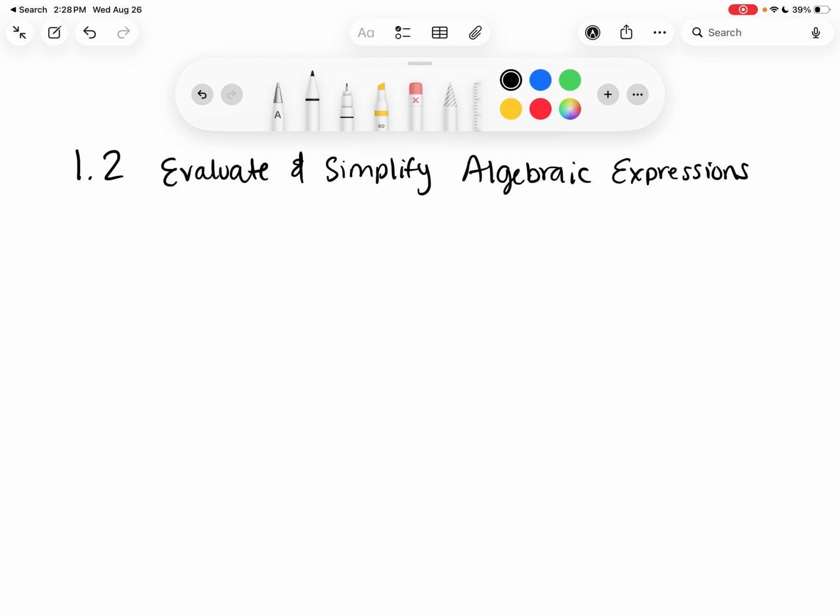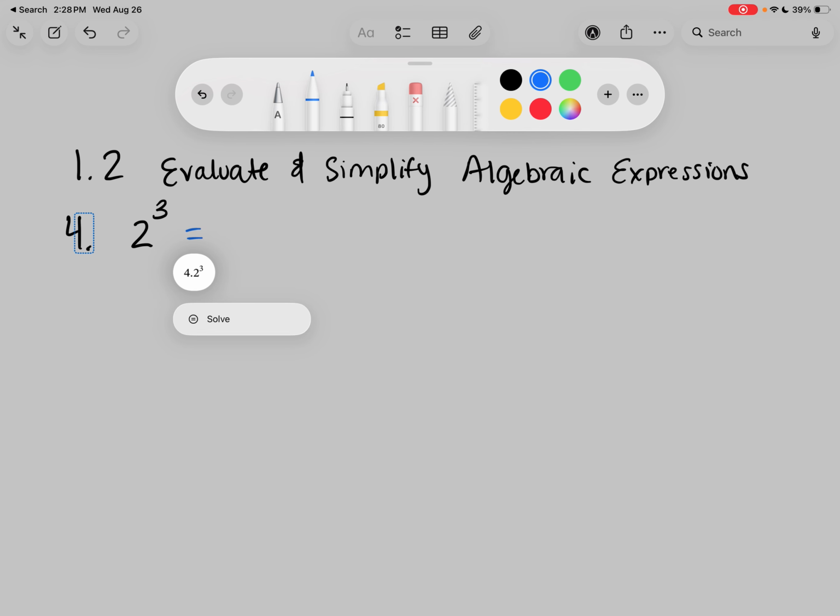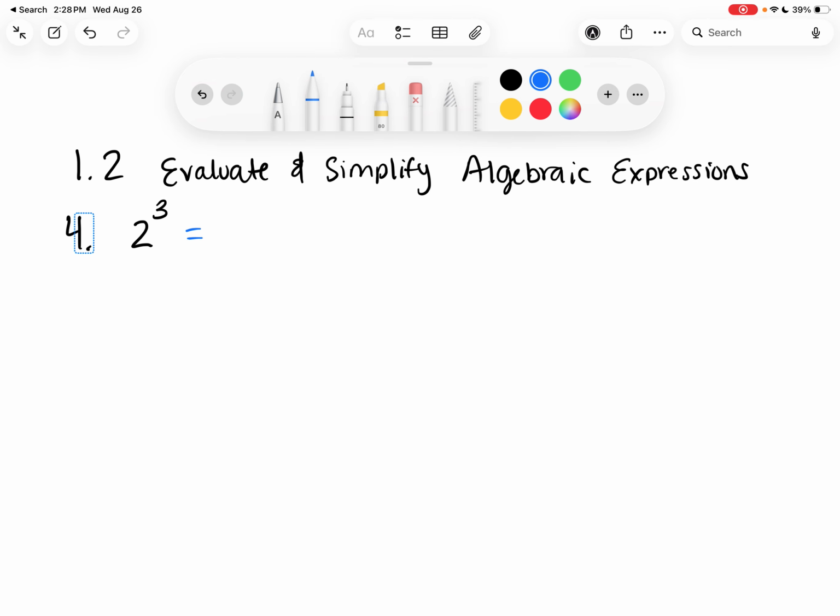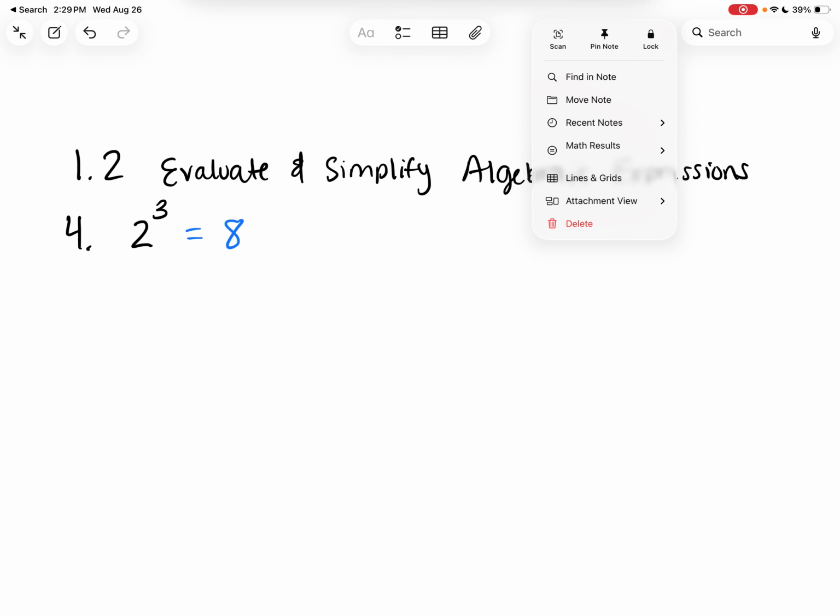So they're starting us off really easy in this section with just evaluating the power. Quite literally the first question is, what is 2 cubed? 2 times 2 times 2. Which is? 8. Yep.